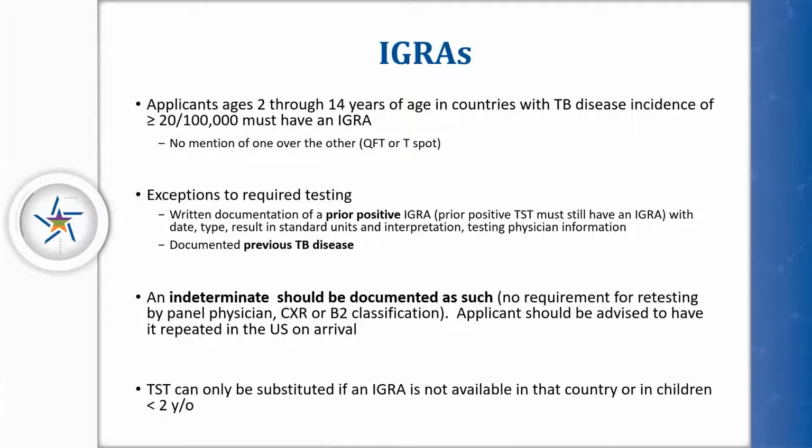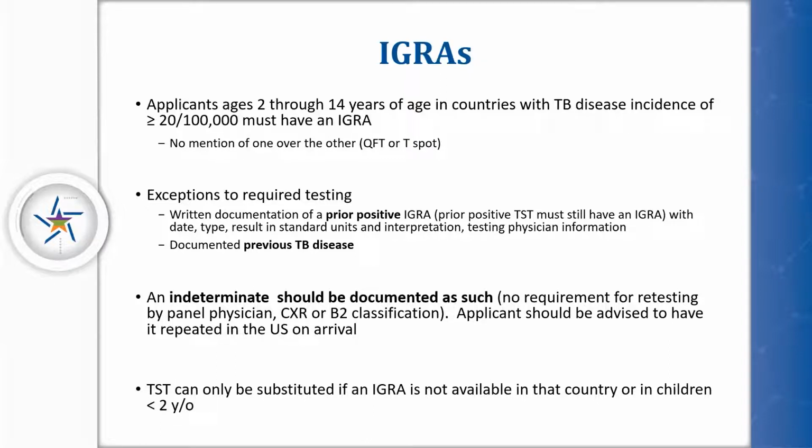The indeterminates seem to have lessened somewhat as the quality of the tests has improved over time. So an indeterminate, should you have one, should be documented as such. There is no requirement for retesting by the panel physician, or for a chest x-ray or a B2 classification. It should just be designated as an indeterminate. The applicant should be advised to have it repeated when they reach the US on arrival.